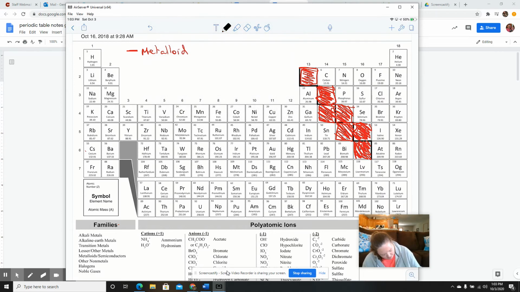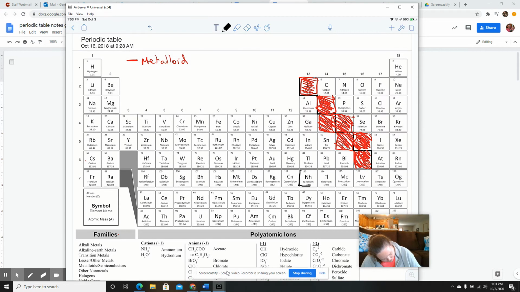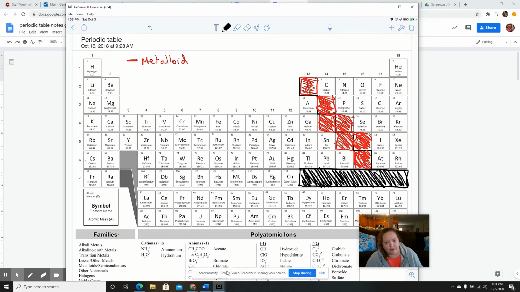And then we're going to blank out elements 113 to 118. And the reason being is those elements have just been recently discovered. Their properties have not been fully isolated yet. And so we don't exactly know yet 100% as to what their properties are. So those are the metalloids, okay?